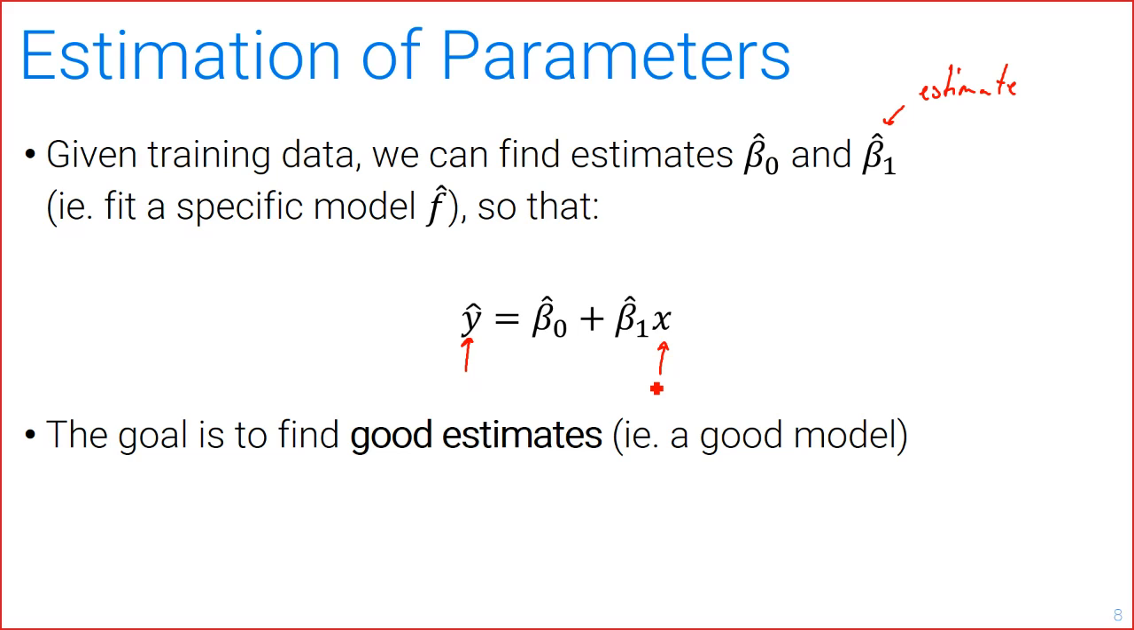And so the goal is again to find good estimates, to find a good model. So what are the values of beta 0 and beta 1 that are optimal in some way? This is what we refer to by fitting the model.